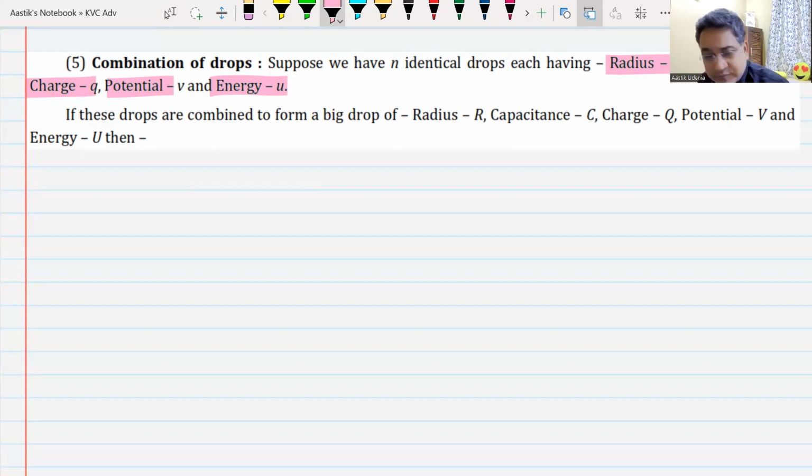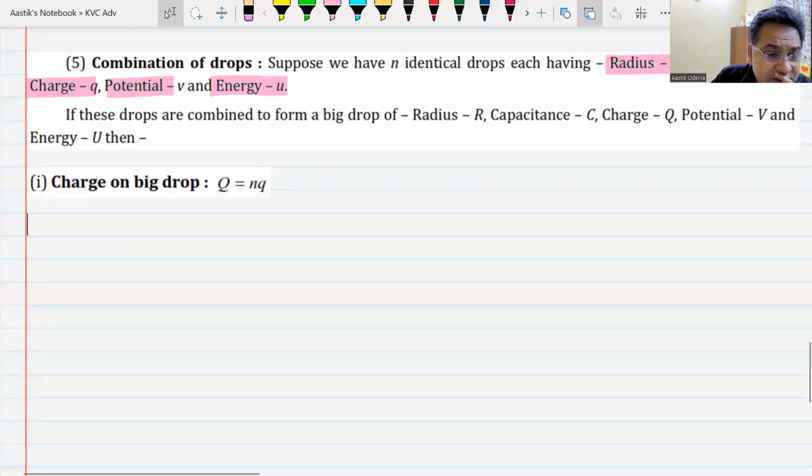The concept remains the same. If a large number of drops make a bigger drop, or a bigger drop gets split into a large number of smaller drops, what happens to their charge, their radius, and their voltage? It's very easy to understand this. We are not going to solve it. We are just going to write the results and try to understand this. So the total charge on the bigger drop will be n times Q. Do we understand this? Yes.